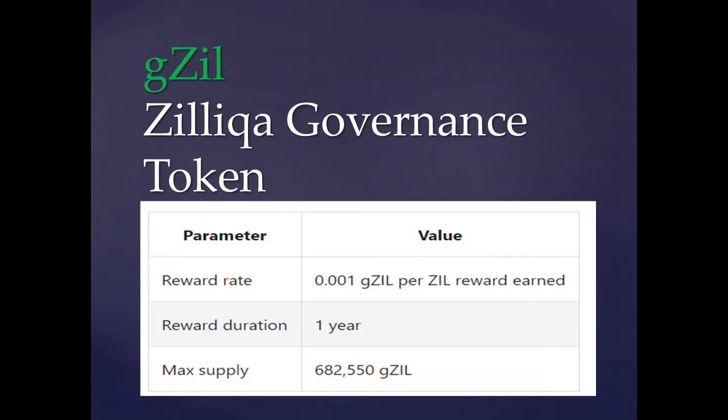and I will show you how you can check whether you are getting staking reward or not, and what will be the unstaking period and how much network fee the Atomic wallet will cut, and how you can check how much gZil you will get. So for one Zilliqa staking reward, you will get 0.001 gZil.